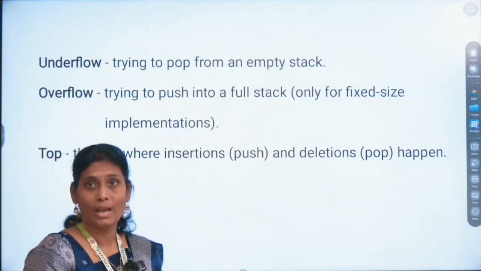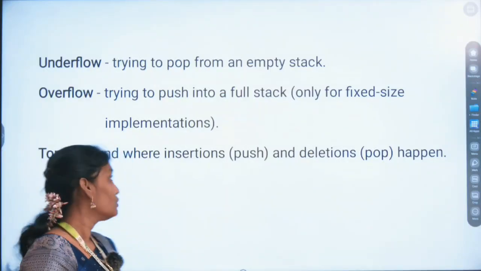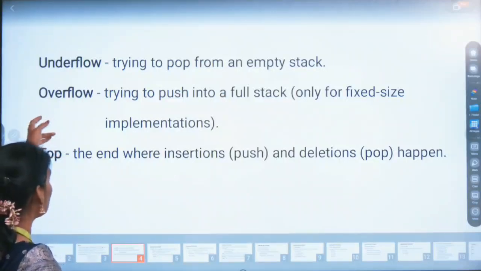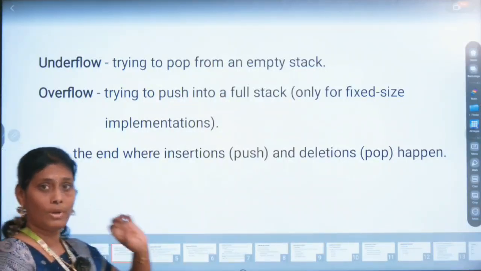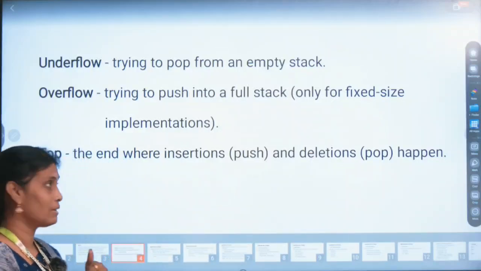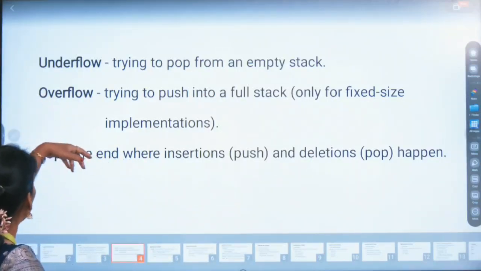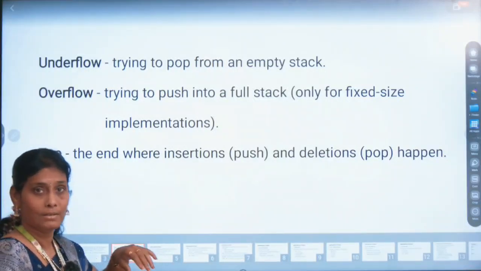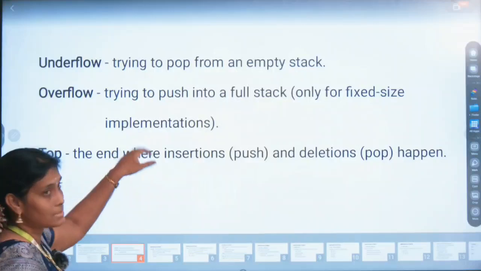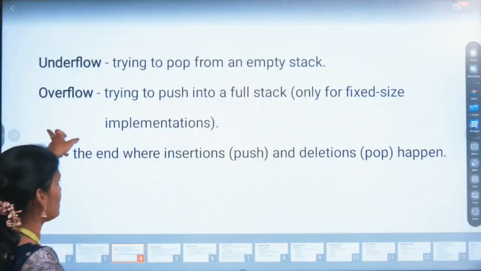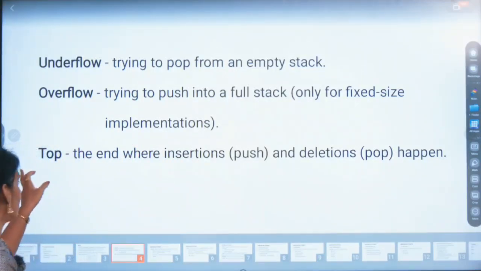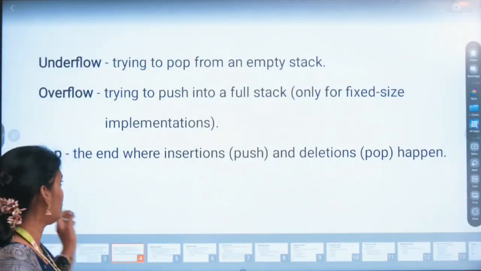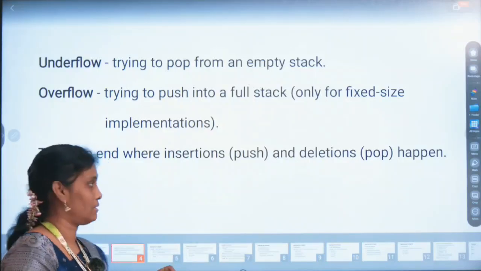So here in stack we have two conditions that will occur. One is called underflow and the next one is overflow. Underflow condition is nothing but if you try to pop an element from an empty stack, this condition will occur. And overflow condition is where an element is pushed into the stack when the stack is full. And stack has only one end, that end is called the top, where both the insertion and the deletion will take place.